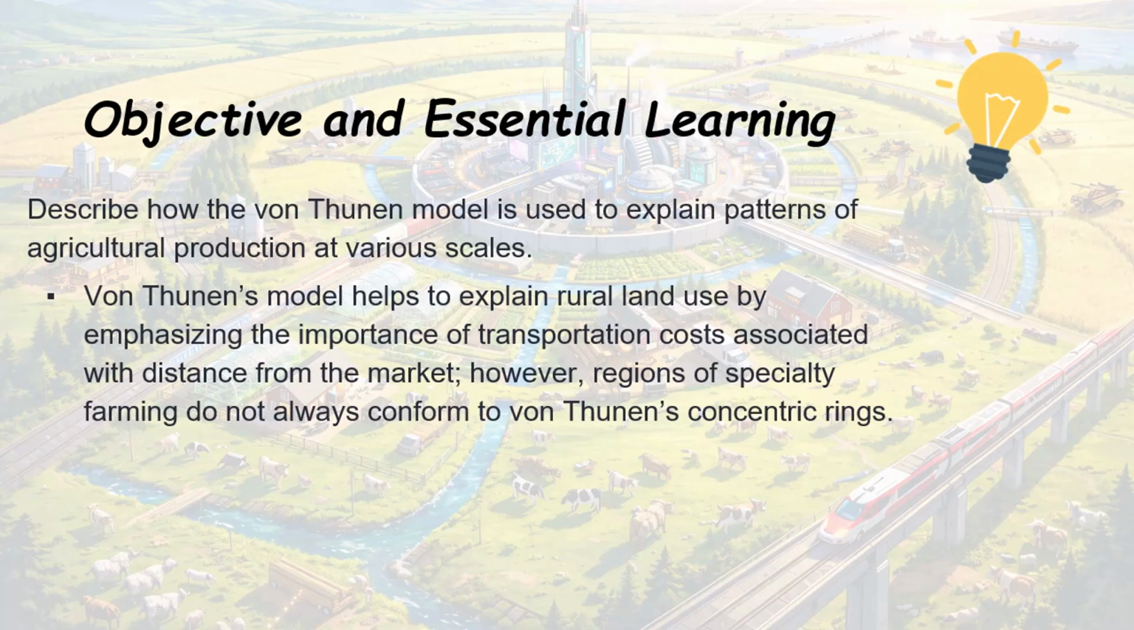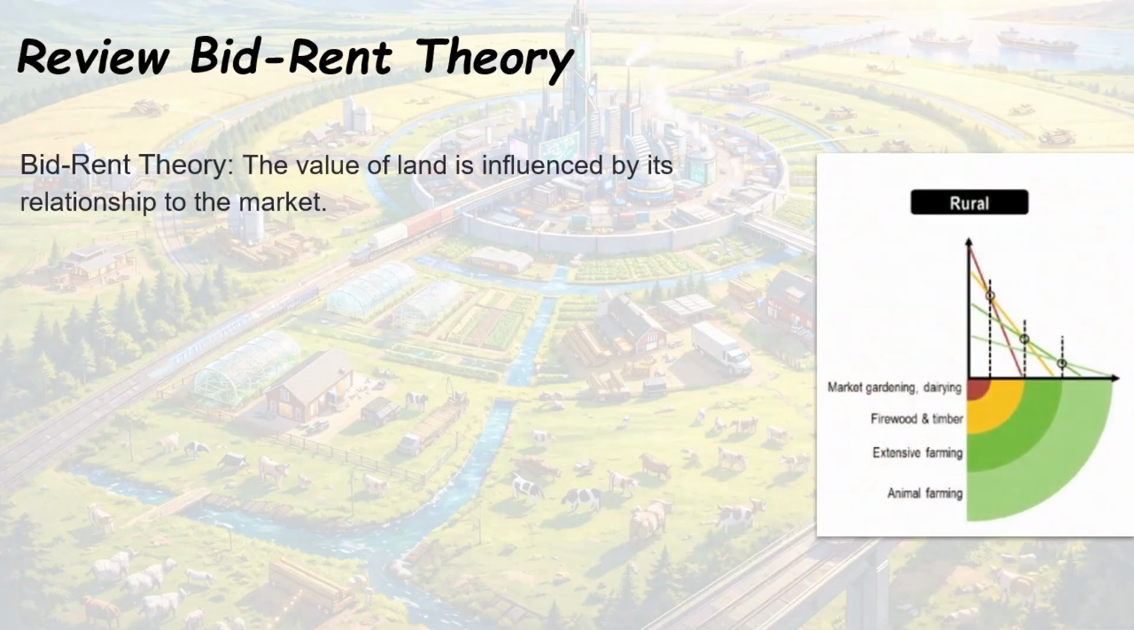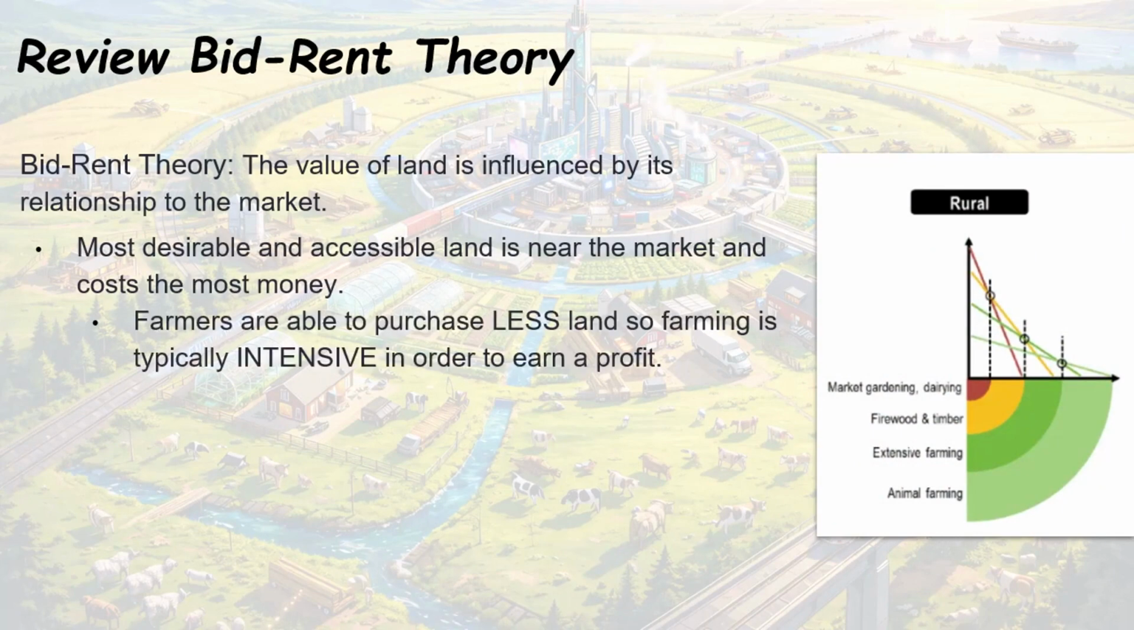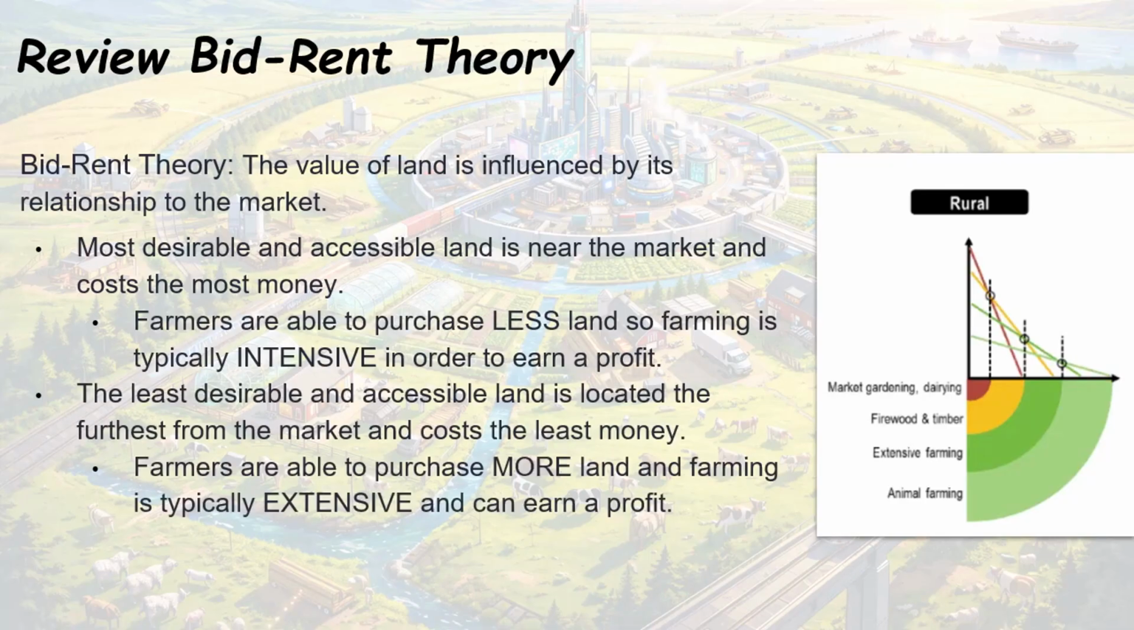To see why distance and money basically control everything in this model, we need to rewind and look at how land near a market gets priced like front-row concert tickets. Land value is about to act like front-row Blackpink tickets. Bid rent theory says the value of land depends on its relationship to the market. The closer you are, the more expensive it gets. Accessibility equals profit potential, and everybody wants in. Premium land near the market costs the most money.